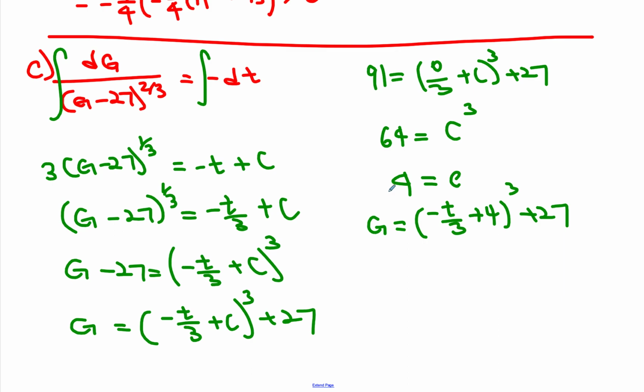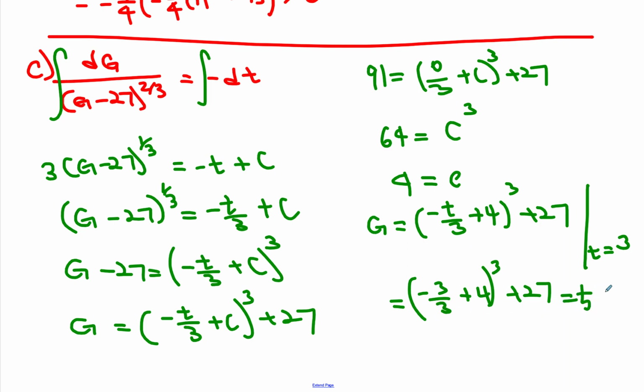Now, what they're telling us is, what if t was equal to 3? When t was equal to 3, we have negative 3 over 3 plus 4. So the first component becomes 27, because this is a negative 1 plus 4, which is 3, cubed. Plus another 27, we get 54 degrees. That's basically what we end up getting for number 4. Alrighty, and I'll see you later.